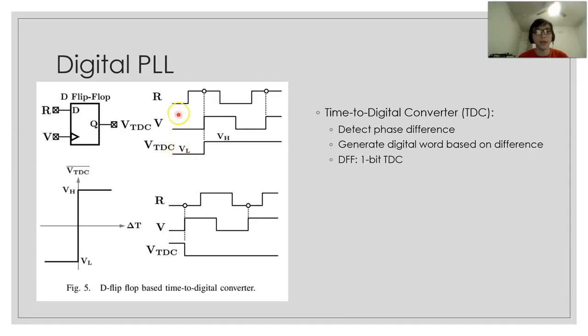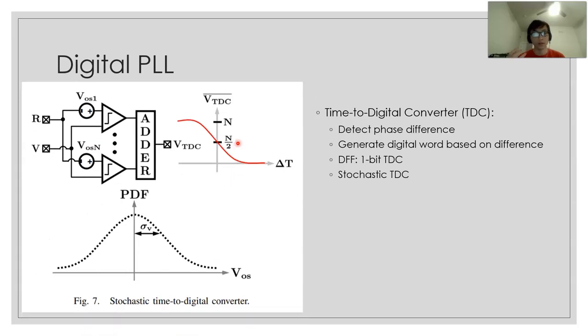So if the reference input is faster than the feedback signal, then the output bit, or the V of TDC here, will be high. Otherwise, it will be low. And using this one bit, we can control the DCO to tune the feedback signal to align with the reference signal.